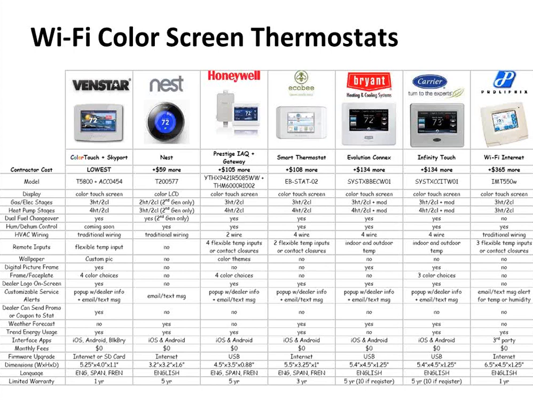Most of them have the ability to have your dealer logo loaded on the stat. The ones that do not are the Nest and the Prolifics. There's no dealer logo option for those ones. Customizable service alerts: all of these stats can send you an email or a text-based email message. How do you want to word it? A text message via your text email address. If you don't know what that means, I can explain it to you later. But you can do email or text message alerts to any one of these stats. Additionally, the ones that have the dealer logos also can do a pop-up with the dealer contact info whenever there's an alert.